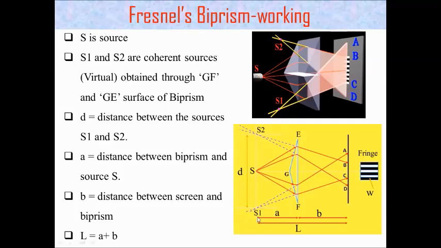The sources S1 and S2 act as coherent sources as they are produced from the same source S, and these sources S1 and S2 produce an interference pattern on the screen.